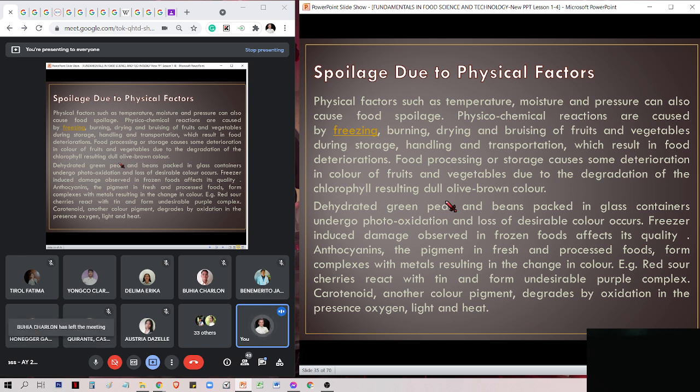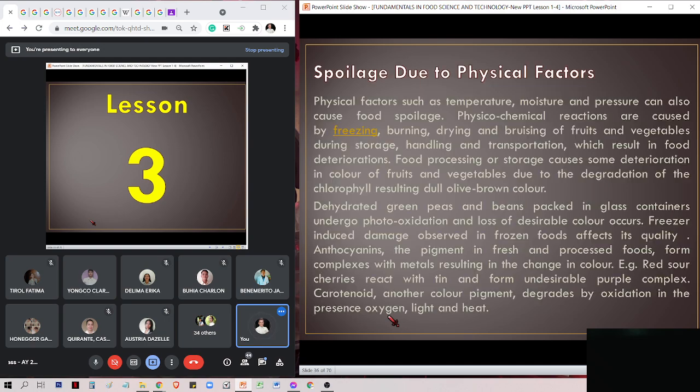So later on, there are reporters who will discuss the topics of chapter 3, 4 and 5. I think I still need to check and verify if it is until chapter 4 only or until chapter 5. So that is the end of the discussion for chapter 1 and chapter 2. So okay, lesson 3.